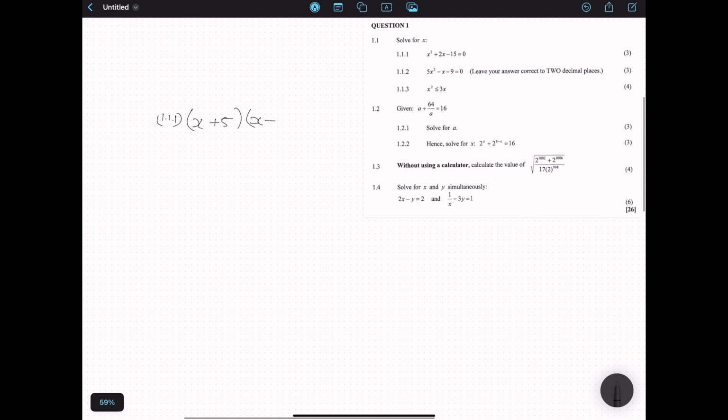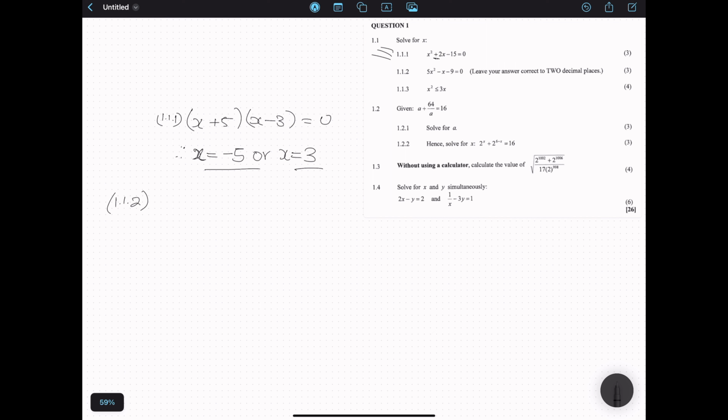Like I said, the bigger one has to take the sign of the middle, of b. The sign of b is equals to 0. Therefore, x is equals to minus 5, or x is equals to 3. So by just doing that, you got yourself 3 marks. So let's go to 1.1.2.